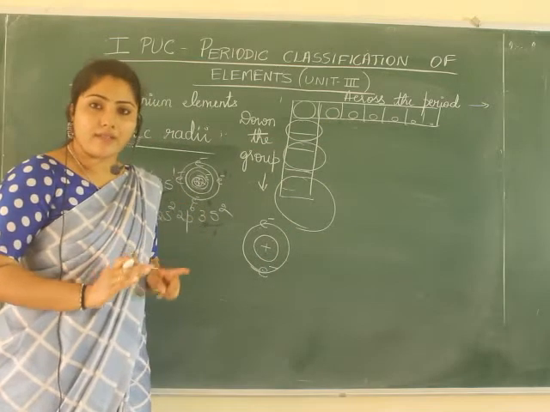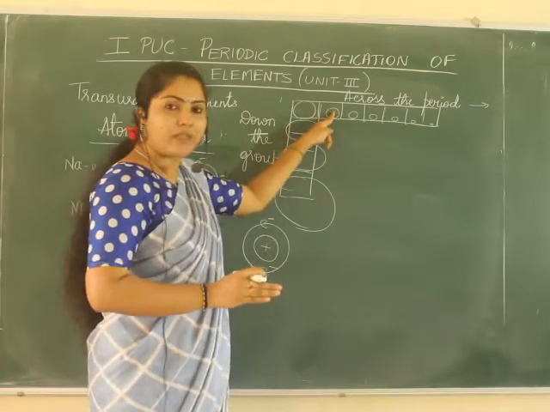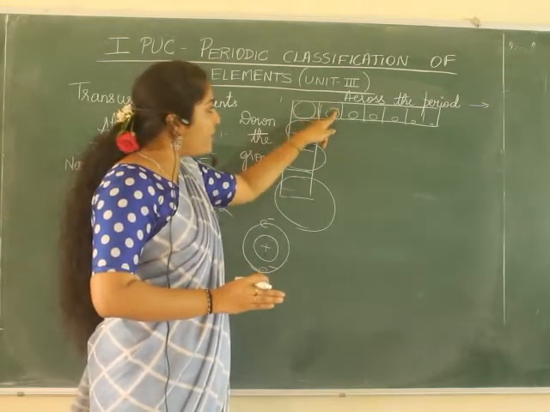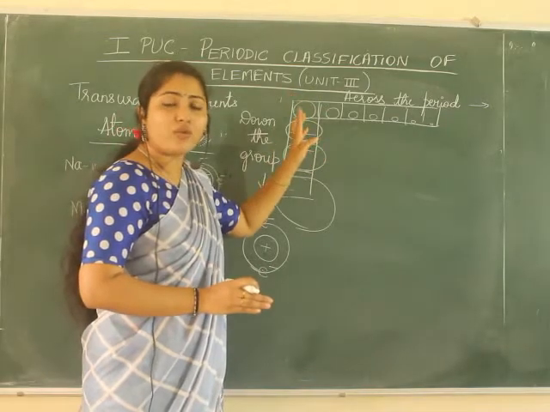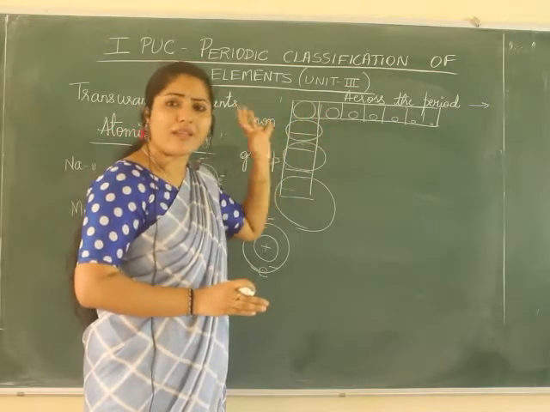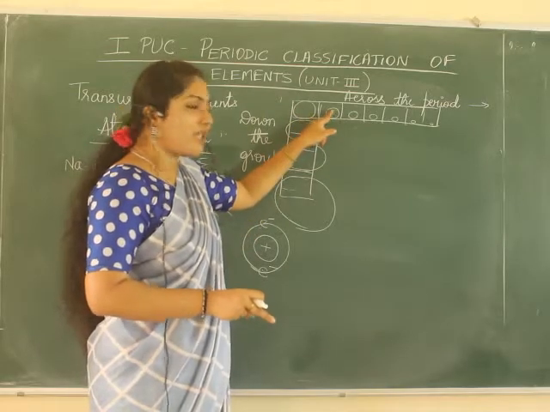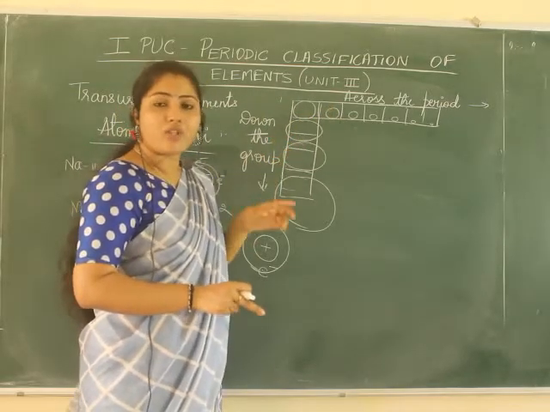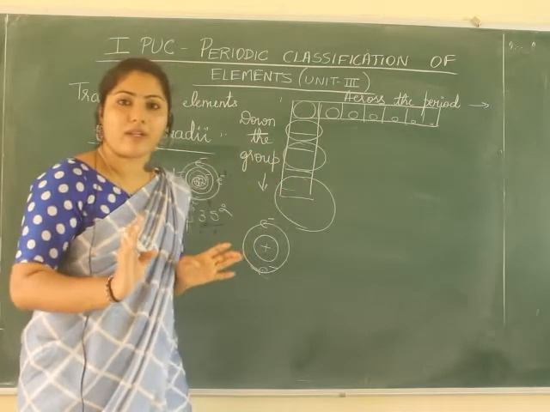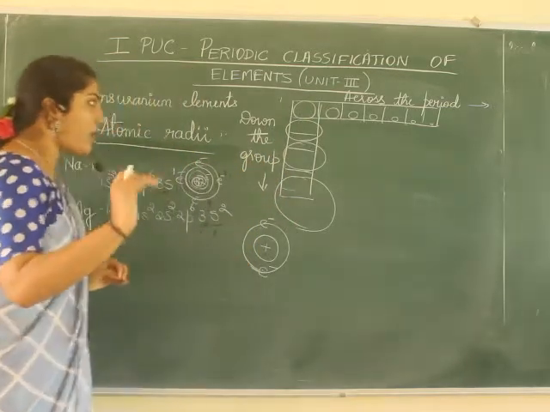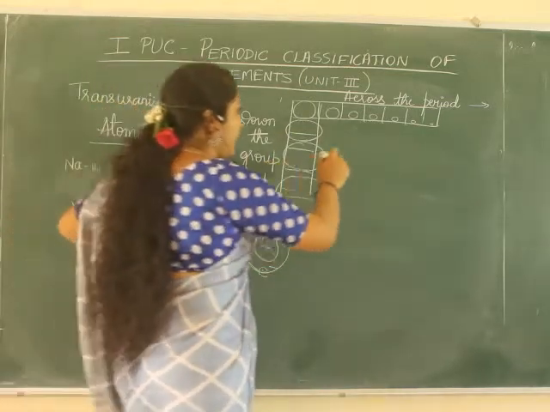Why? The reason that you must tell is because the nucleus pulls the outermost electron and electrons are added to the same shell, or same subshell also you can call. Electrons are added to the same shell, because of which the size of atom decreases. This must be your reason. Hope it is clear. What point will you be mentioning?